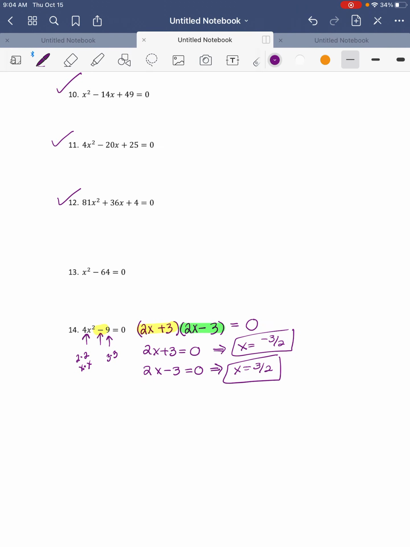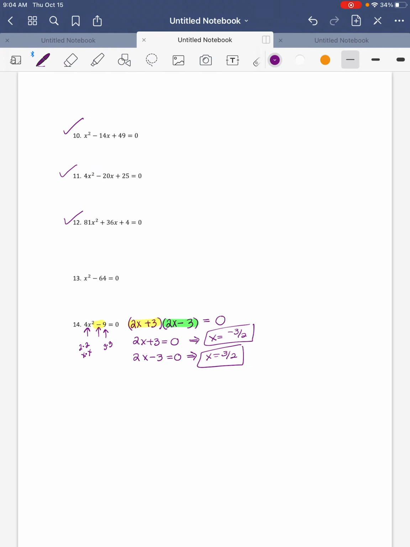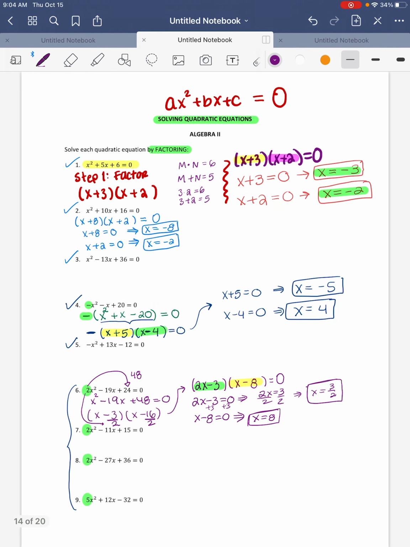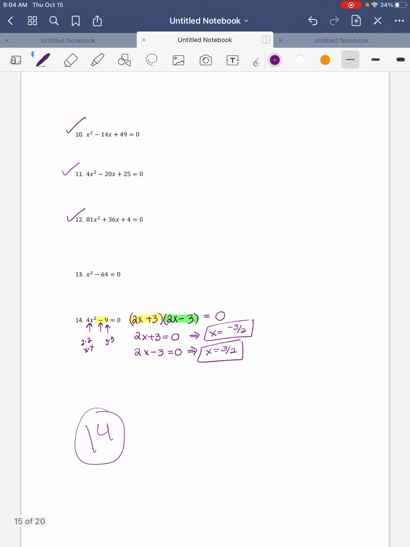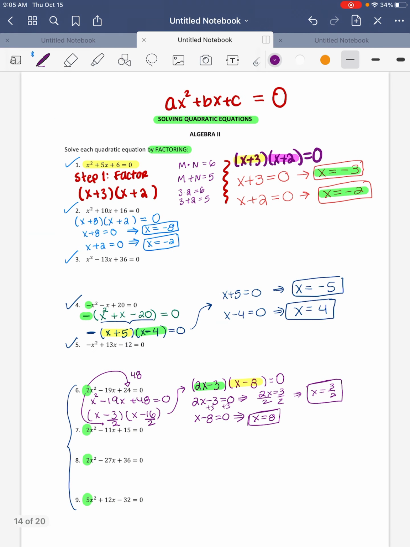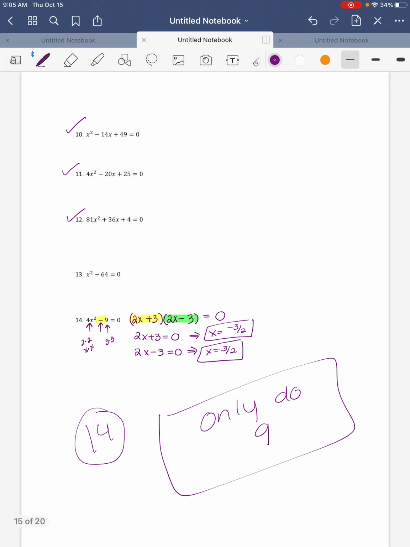So this is the topic of solving quadratic equations. There are a total of 14 questions. I already did 1, 2, 3, 4, and 5. So I did 5. So you only need to do 9, right? You only have to do 9 questions. So this is 1, 2, 3, 4, 5, 6, 7, 8, 9. So you have to do 9 questions.